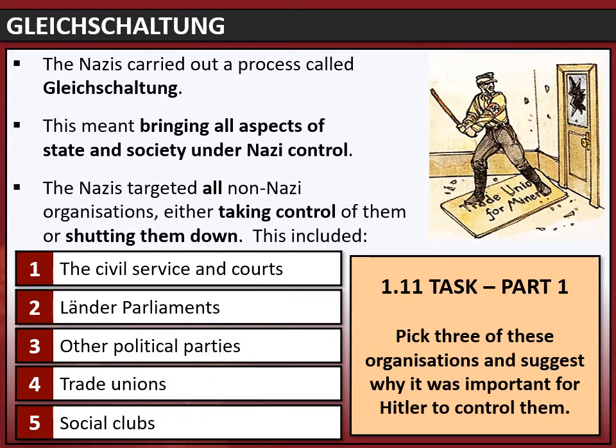So it's time now for a task. You're going to do part 1 of task 1.11. I want you to pick 3 of these 5 organisations, and I want you to suggest why was it important for Hitler to control them. You should pause the video now and spend 4 or 5 minutes on that before you hit play again.